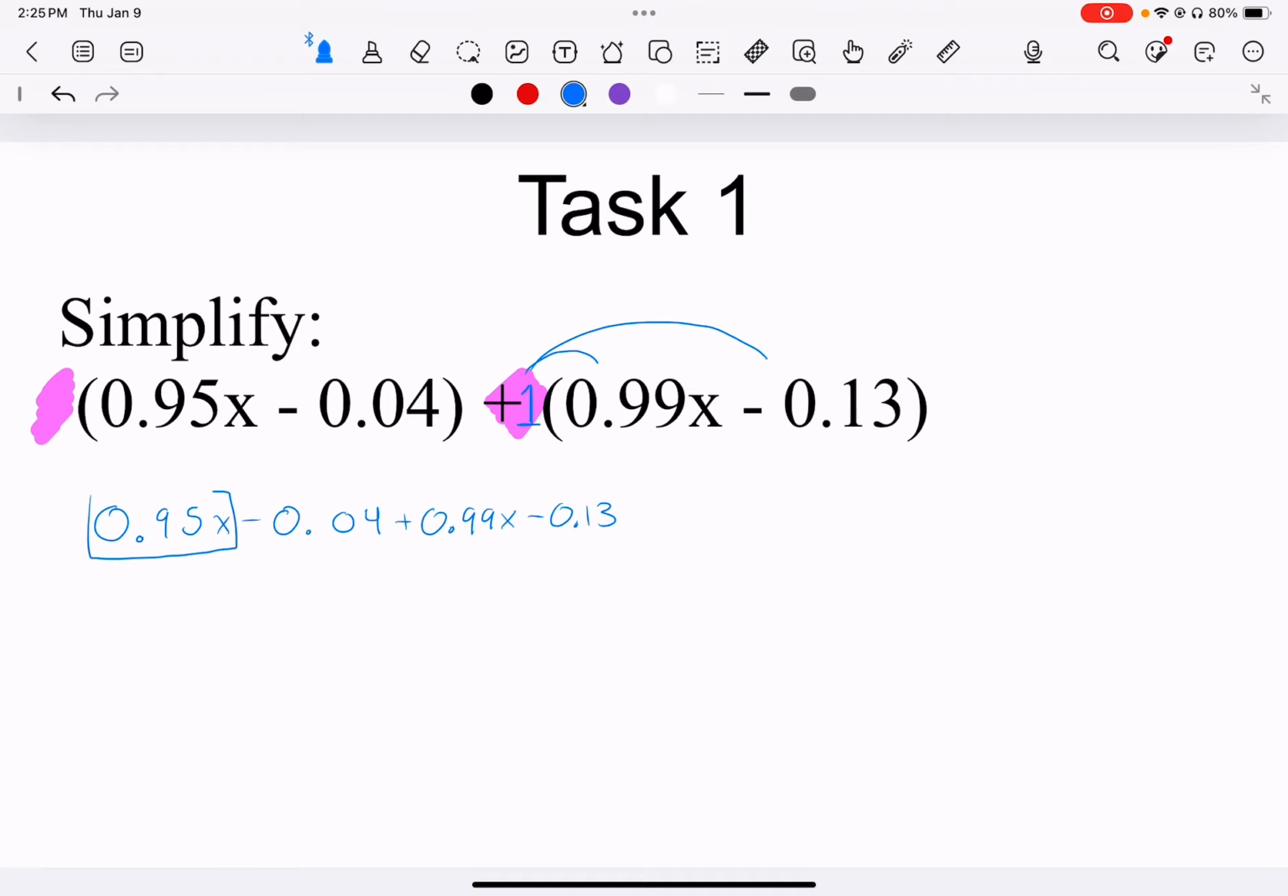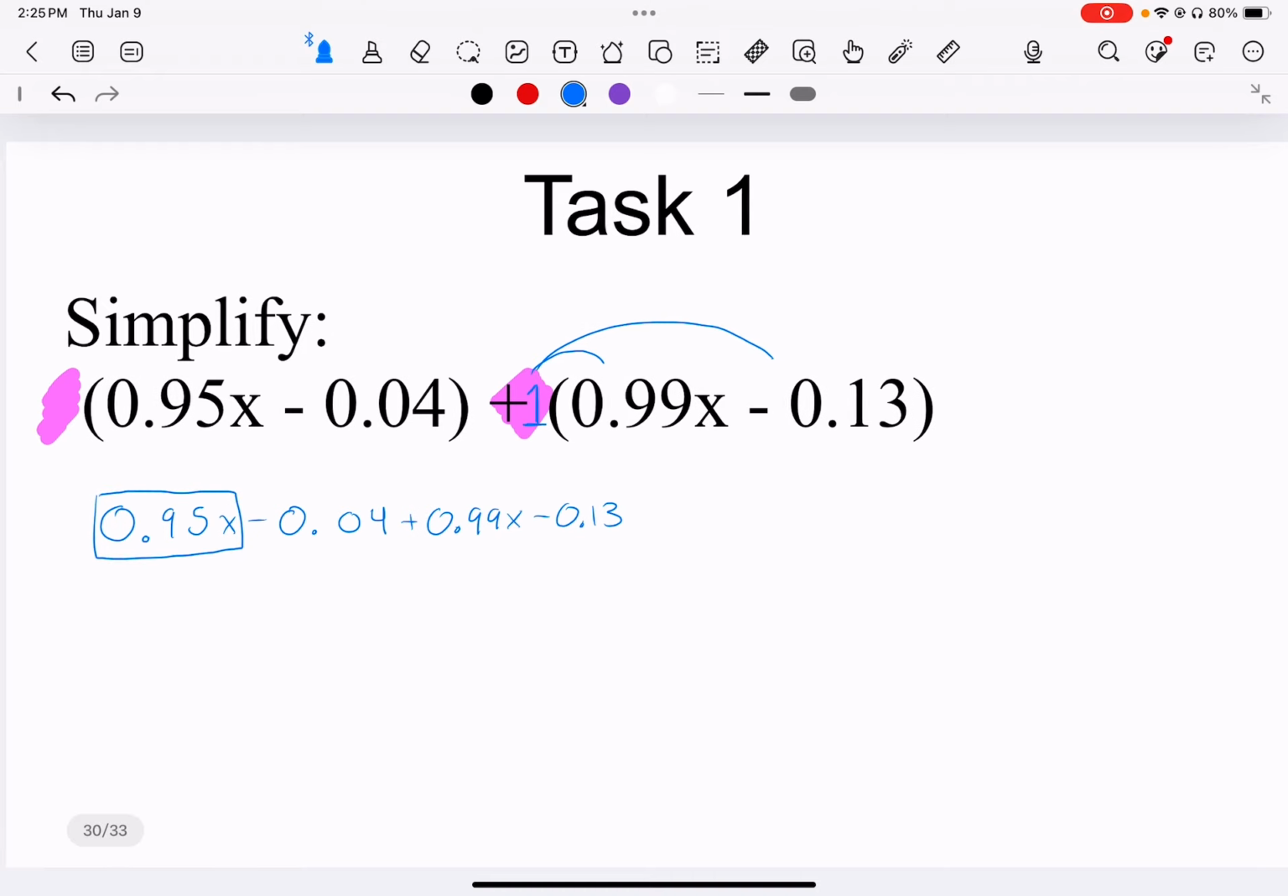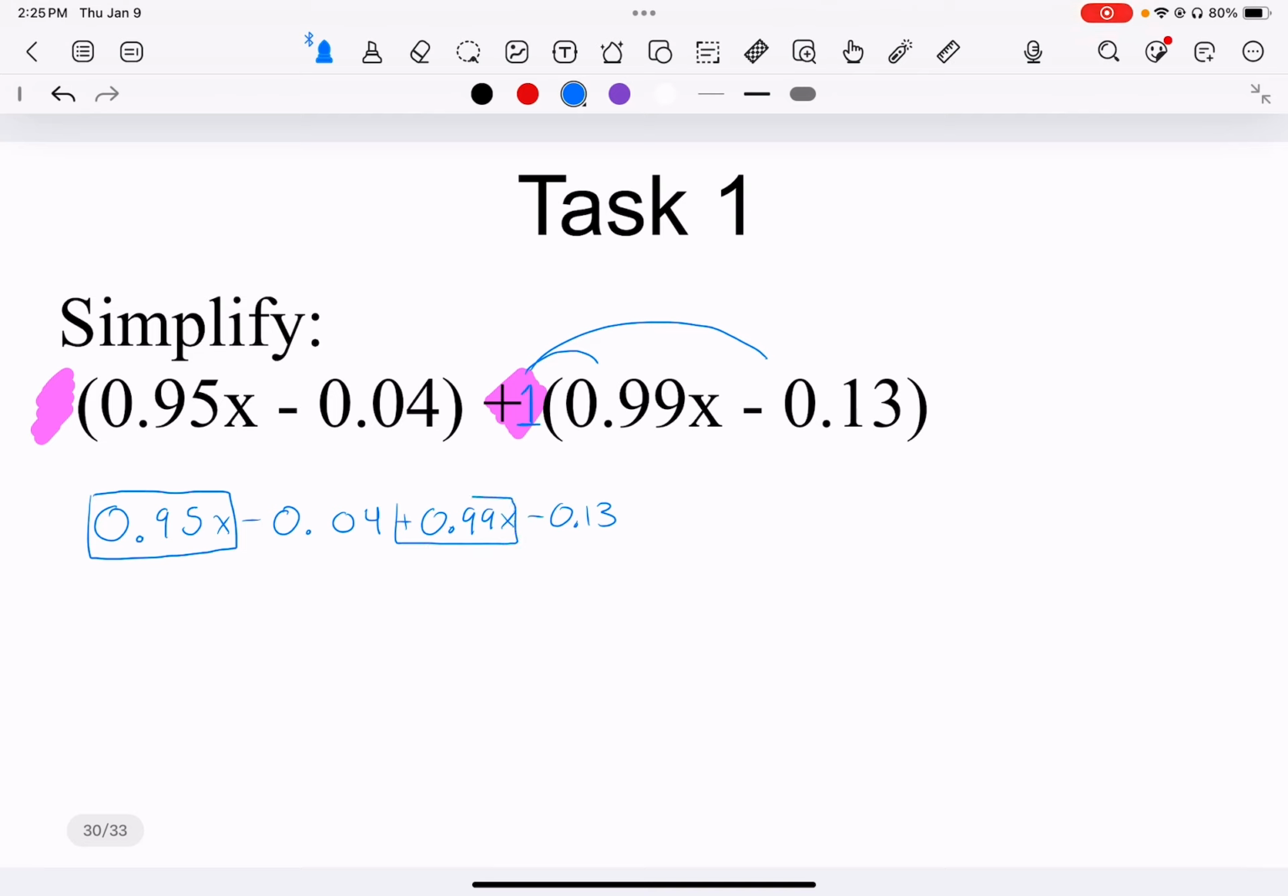Now I combine my like terms, 0.95x and a positive 0.99x. Same sign, so I'm going to add them. And when I add them, I have 1.94x. Then I have a negative 0.04 and a negative 0.13. Those combine to give me a negative 0.17. So this would be my simplified expression.